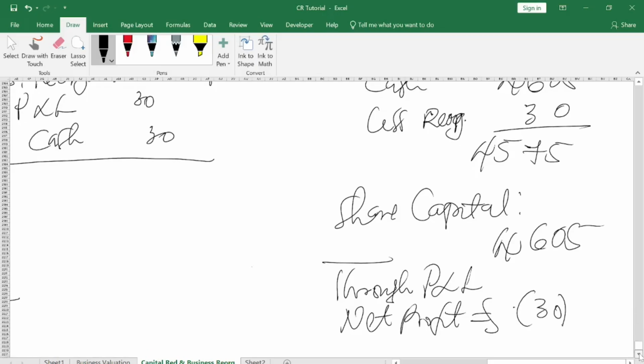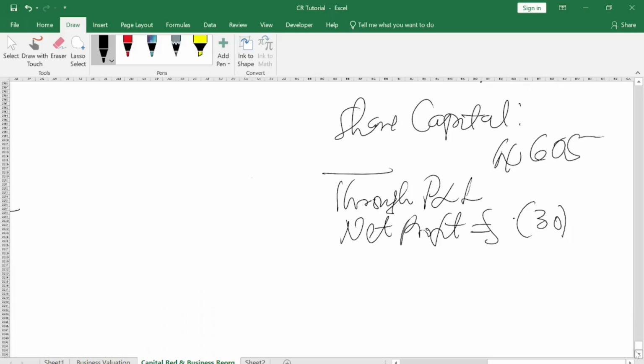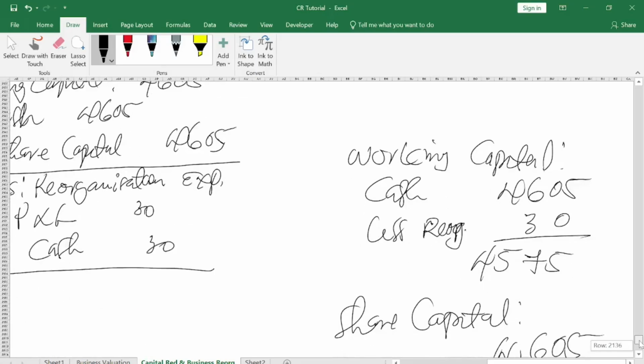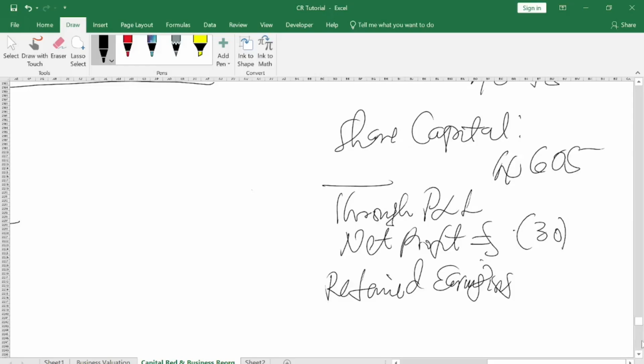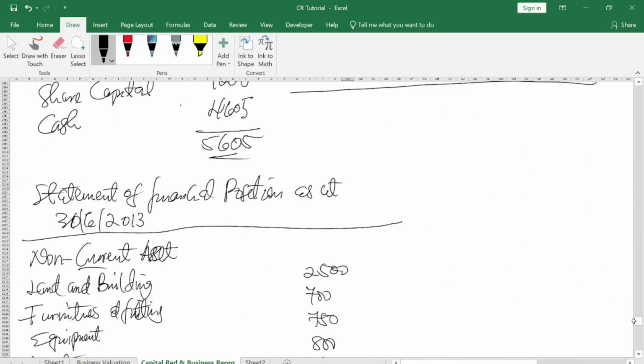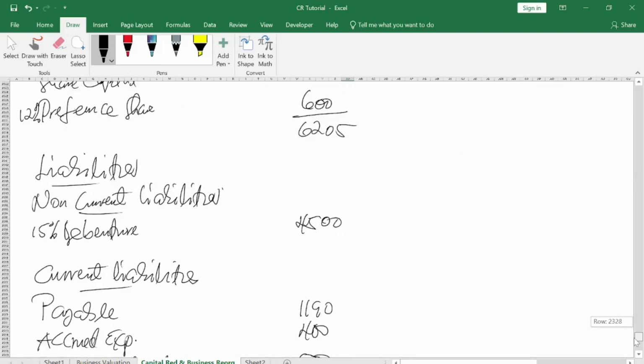So when your net profit is reduced by 30, it will affect your retained earnings. Right? So when your retained earnings is reduced, your share capital is also reduced by that. That is how the entry is done. You can't go and remove it directly from your share capital. It will pass through the profit and loss account before it affects your total share capital. So here, this one is corrected.